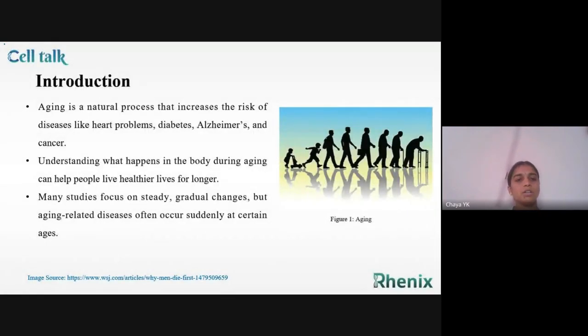So coming to the introduction, aging is a natural process that brings changes in our bodies, increasing the chances of developing diseases like heart problems, diabetes, Alzheimer's and cancer. To help people live healthier lives for longer, scientists need to understand what happens in our bodies as we age and identify ways to prevent and treat aging related problems. While many studies have focused on changes that happen steadily over time, aging related diseases often appear suddenly after a certain age, showing that aging is not always a simple and steady process.